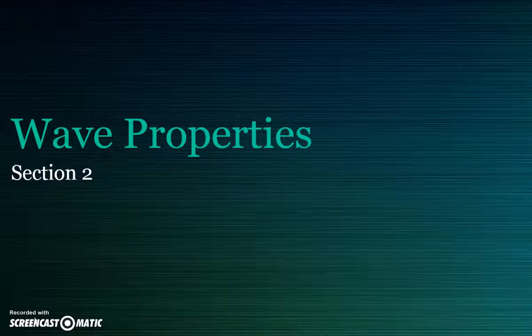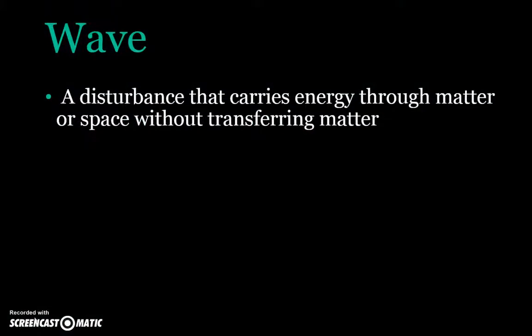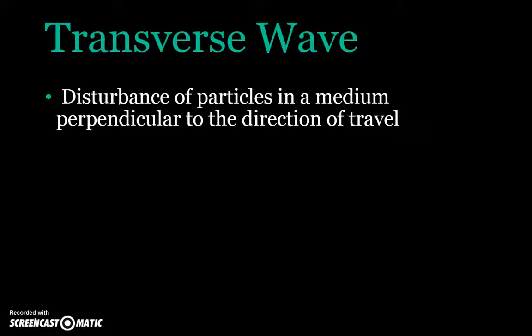Wave properties. So these are things that you will find that are true of all waves and wave behavior. So exactly what is a wave? It's a disturbance that carries energy through matter or space without transferring the matter. Okay, so it's something that moves through any object or almost any object, but it doesn't make that object itself move. Okay, so we have three types.